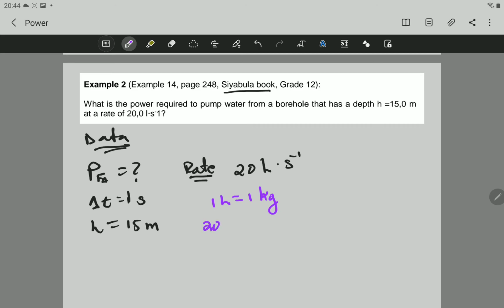That means that 20 liters will be equal to 20 kilograms. This is the mass of water that we want to pull up the borehole. They say they require to pump this amount of water in 1 second. So they want to pump 20 kilograms of water in 1 second. All right, so this might clarify the question a little bit now.